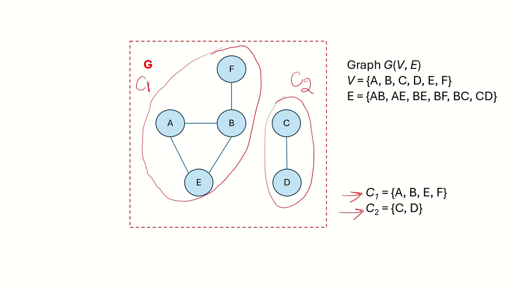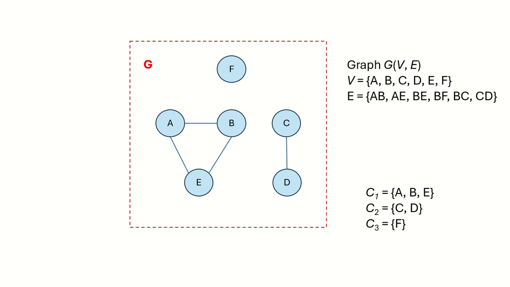Each node of C1 is connected to other nodes of C1 but not connected to any other node outside of C1. Similarly with C2. Also, the intersection of C1 and C2 is a null set, but their union will give us the complete set of vertices.